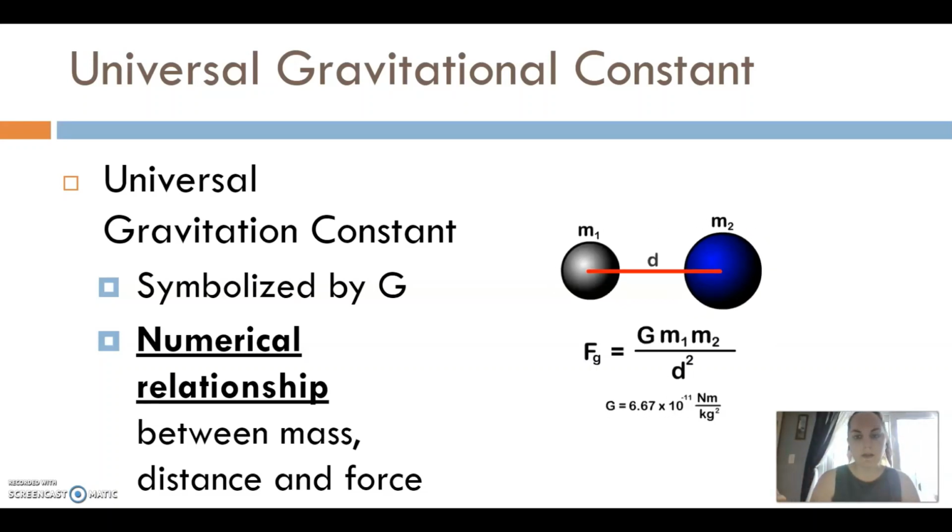So the numerical relationship between mass, distance, and the force of gravity is this universal gravitational constant, G. It's basically the glue to all of these things, right? Because if it was not there, then we wouldn't be looking at what we're looking at. It just wouldn't be the data that we need. So the force of gravity is equal to G times m1 times m2 all over the distance squared. And that is the universal law of gravitation. Basically that tells us the force of gravity. And G is equal to 6.67 times 10 to the negative 11th newton meter squared over kilogram squared.